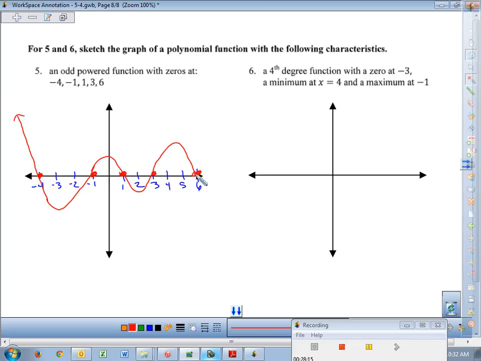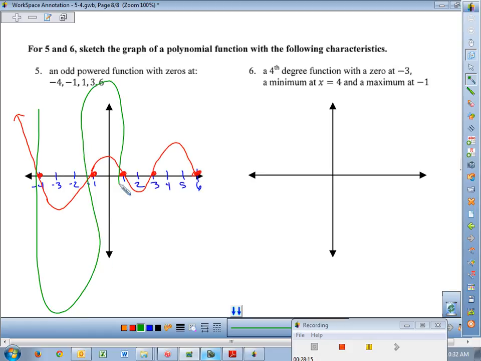It's an odd-powered function, up or down. It's got to go down towards negative infinity. There's an odd-powered function that meets all of those criteria. You could have done it a whole other way if you wanted to. The green one would have also worked. You know, it's the complete opposite of that. And there's other ways you could have done it. You could have really went high and low. Whatever, you know, just as long as it meets those things.